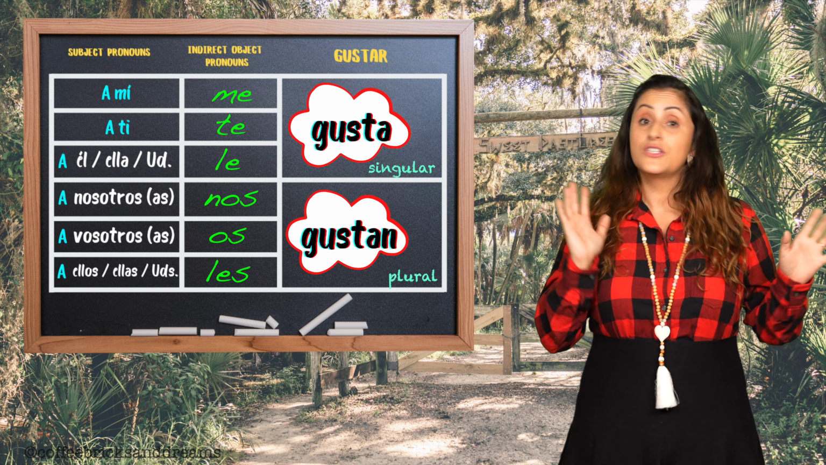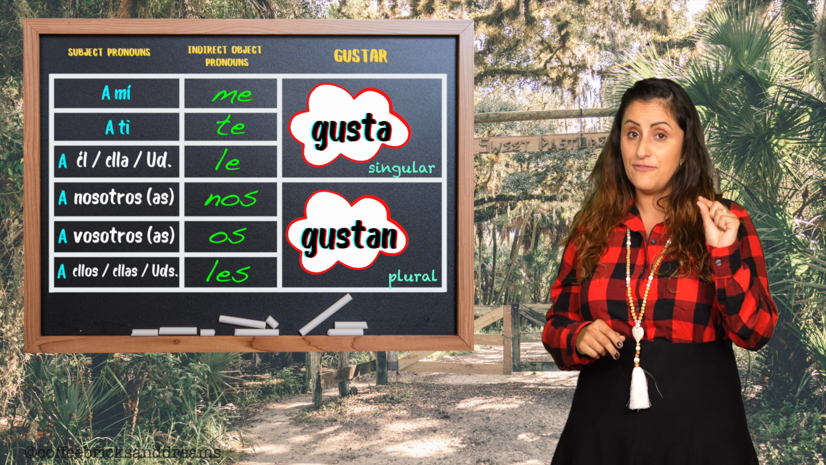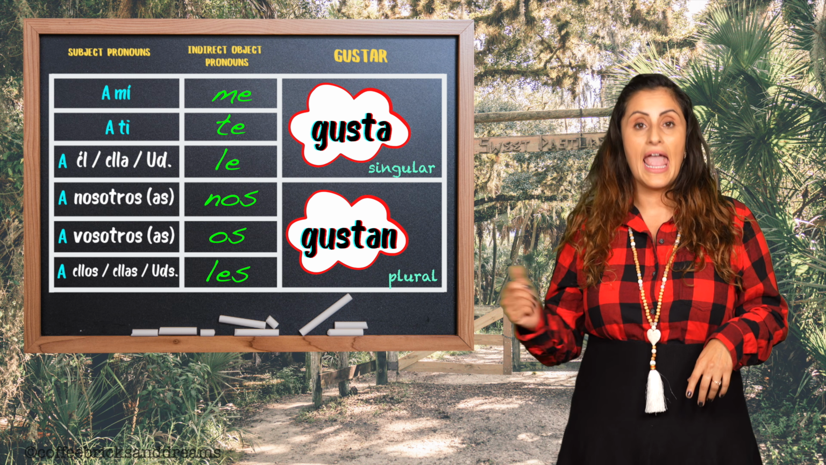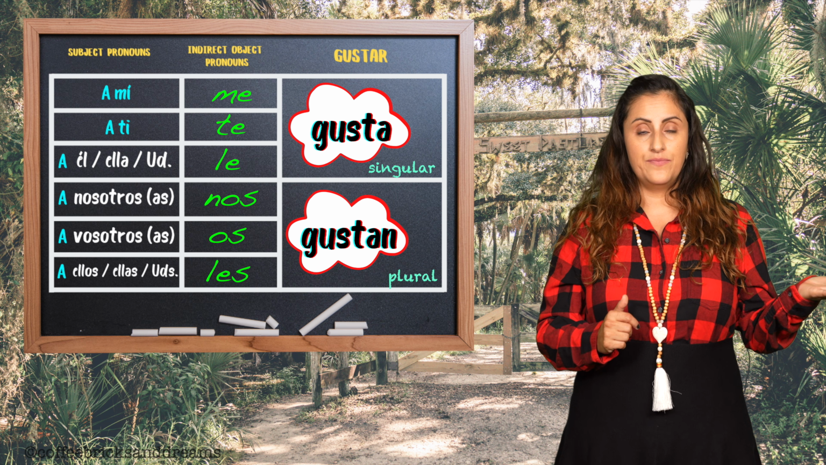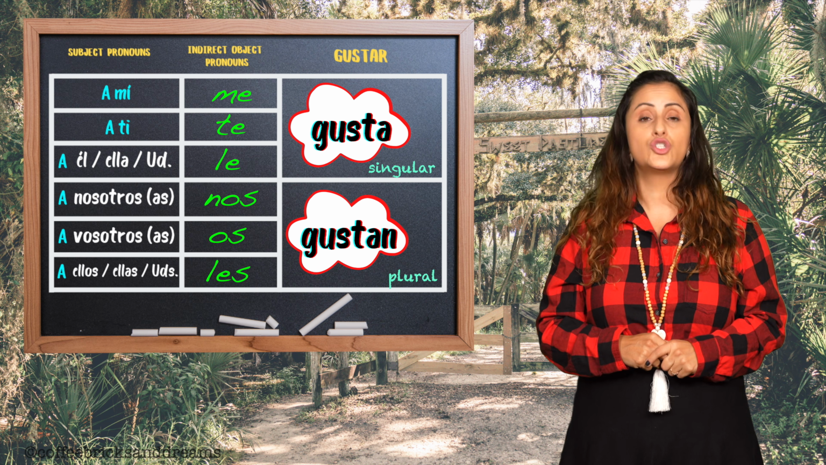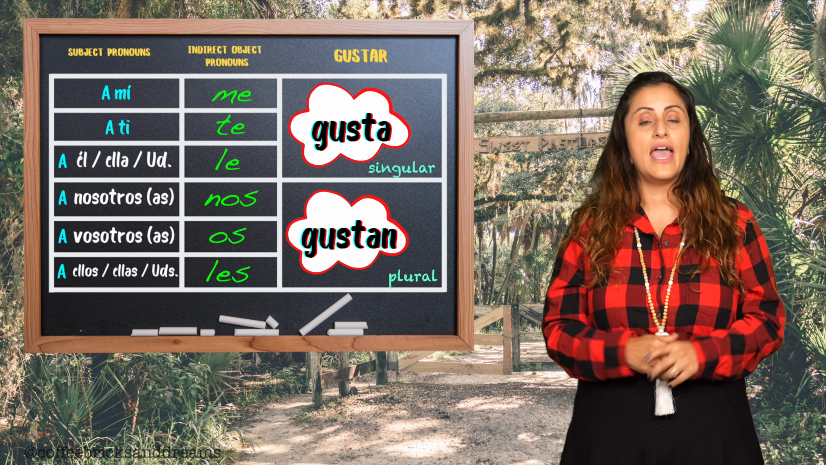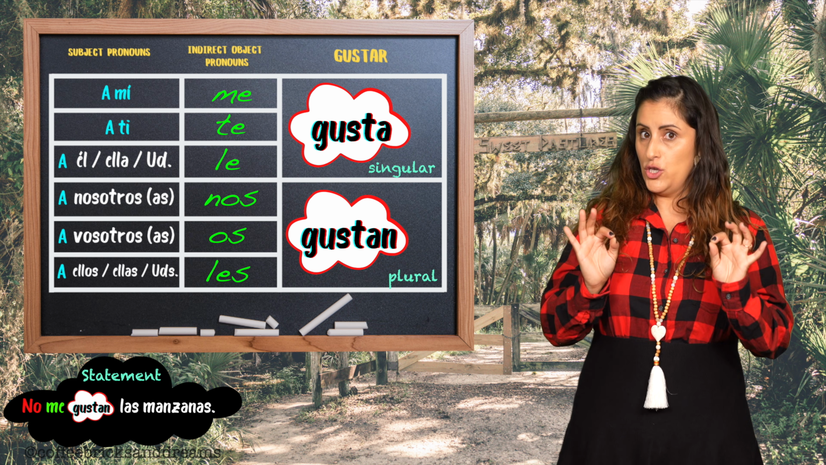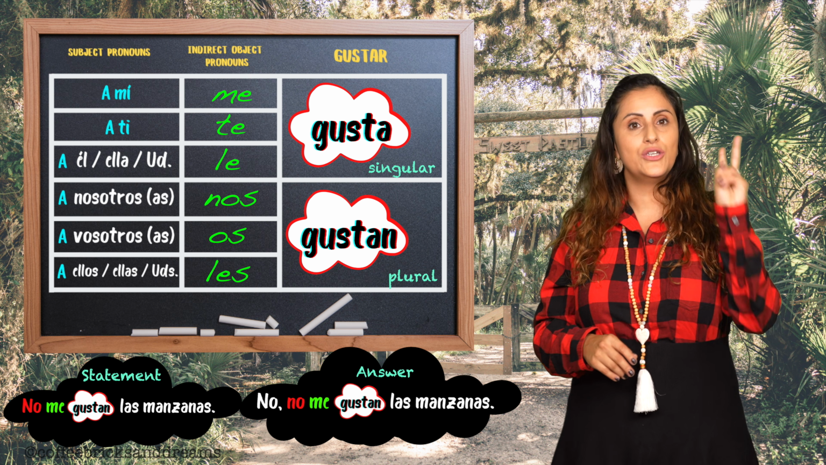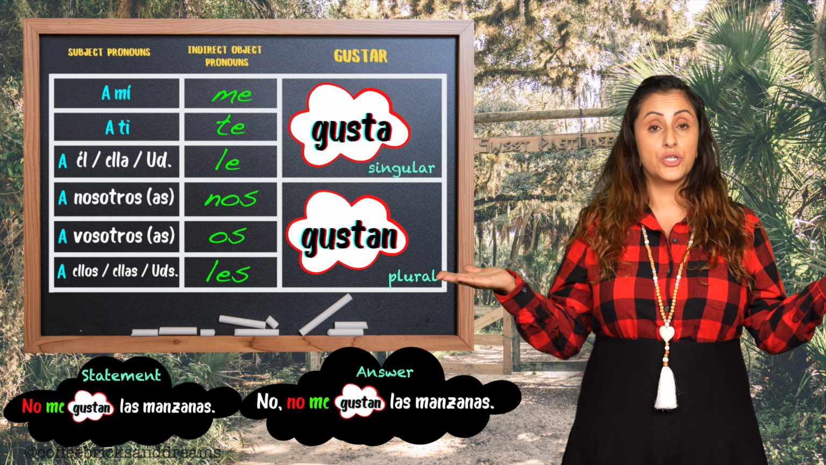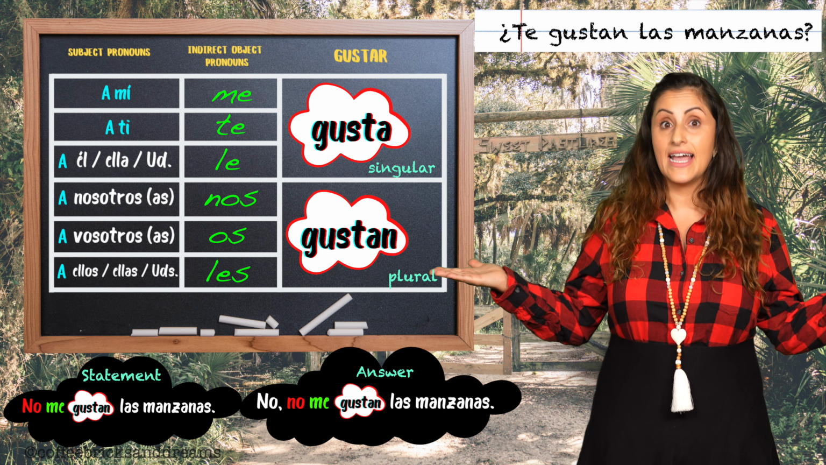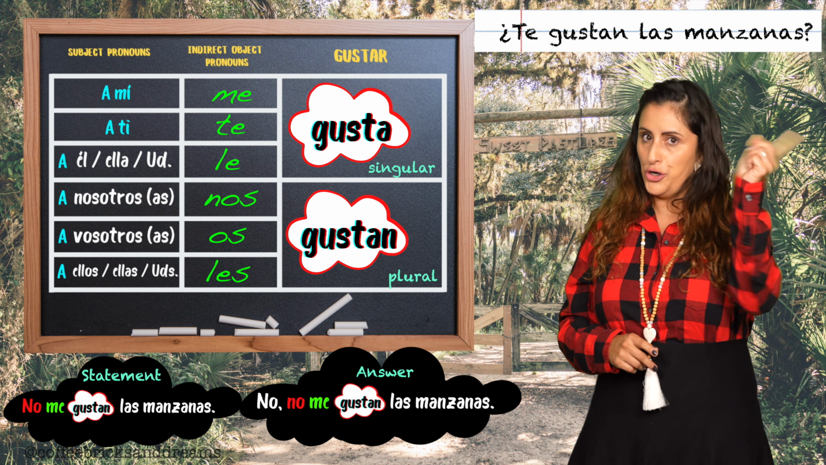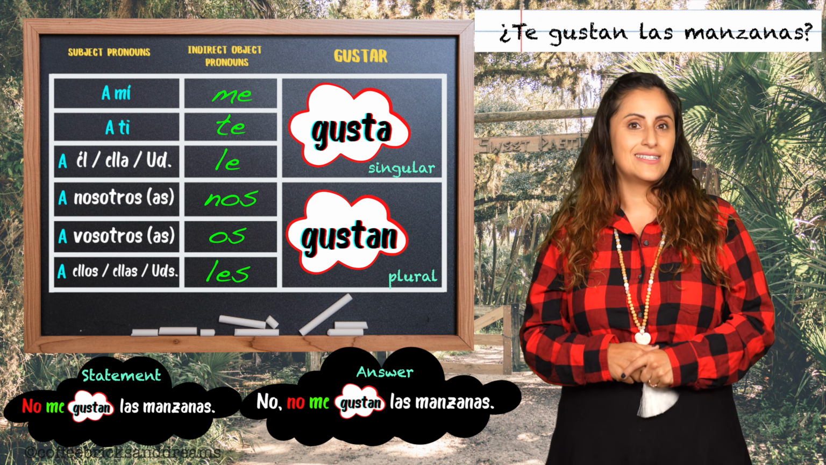And that's it. So remember, there's a little bit of a difference between a statement and an answer to a question. If you're just stating you don't like apples, you could simply say, no me gustan las manzanas. If you are answering the question, you need the double no, because the question would have been, ¿te gustan las manzanas? And then you would say, no me gustan las manzanas.